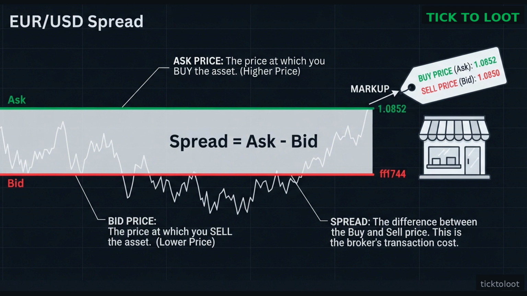The bid is the price the broker is ready to buy the base currency from you. Think of it as the price the store will give you for your old bottle. The ask is the price the broker is ready to sell the base currency to you, like the price you have to pay for a new bottle.